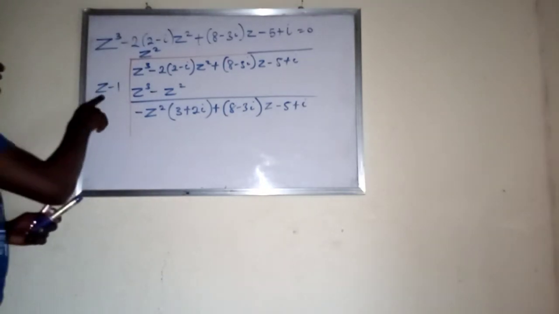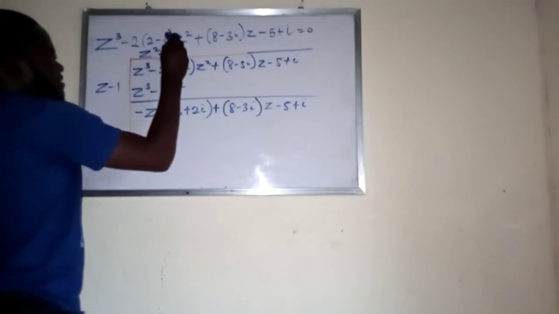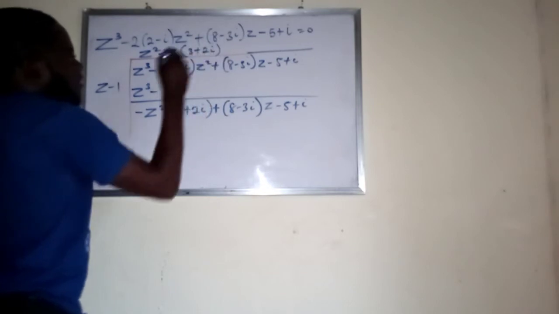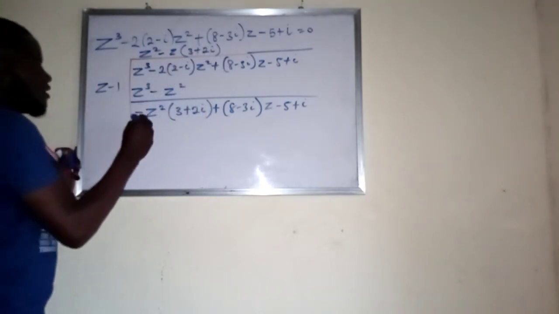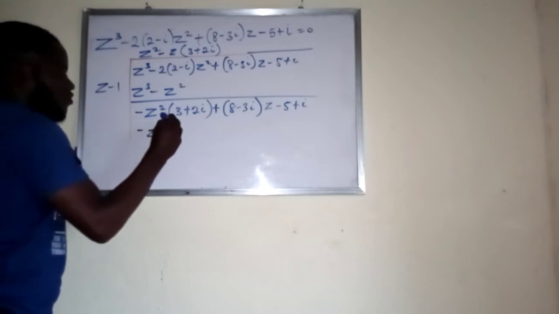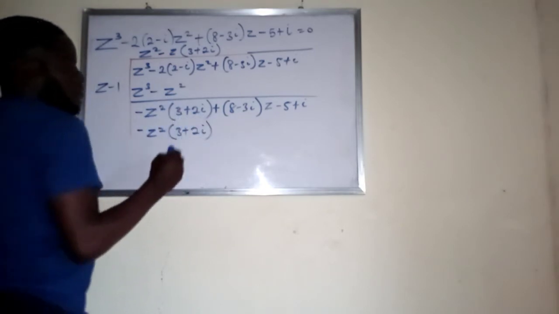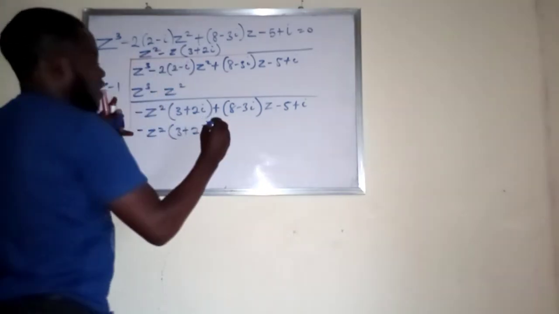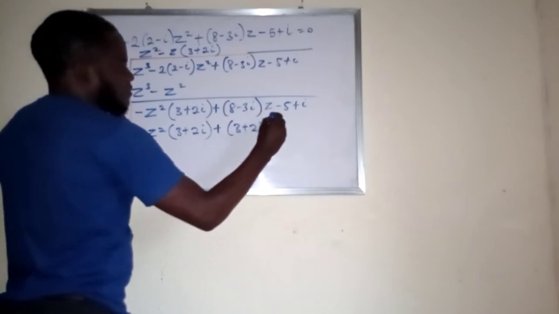So z can still divide z squared. So I'll be having minus z into 3 plus 2i. I'll use this now to multiply this. I'll then have minus z squared into 3 plus 2i. So this now to multiply this again. So I'm going to have plus, into bracket, 3 plus 2i z.